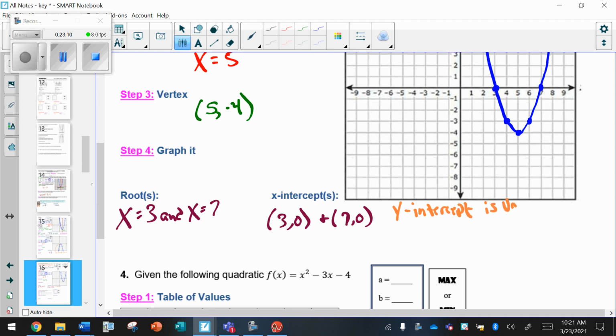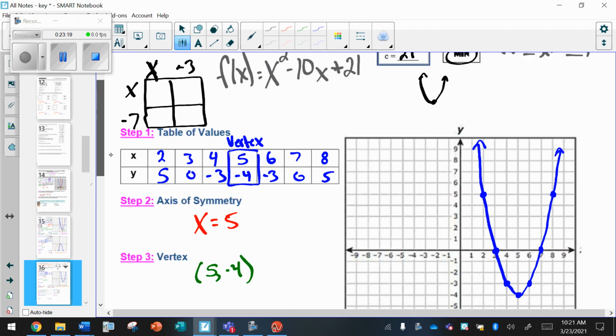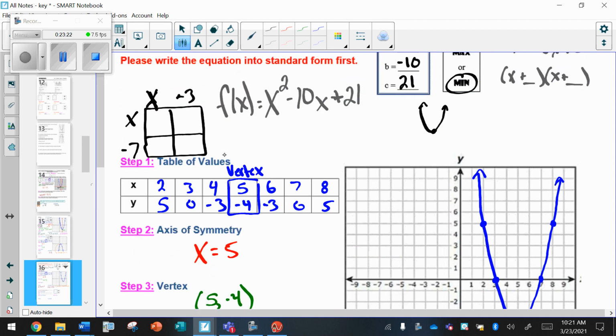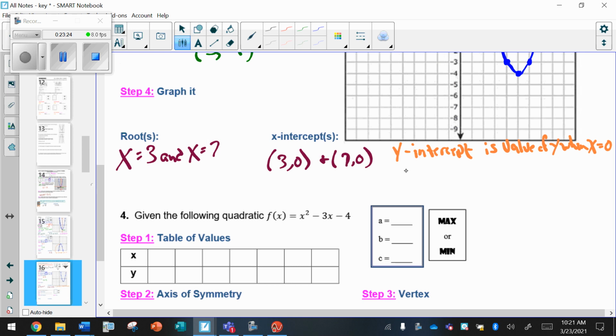The y-intercept is the value of y when x is equal to 0. So we would take the equation that we have, y equals x squared minus 10x plus 21, and we would substitute 0 in for x. So if you're asked to find the y-intercept, you can just plug in 0 for x and solve for y, and we end up with a y-intercept at positive 21. So if you're asked, that's how you do it.